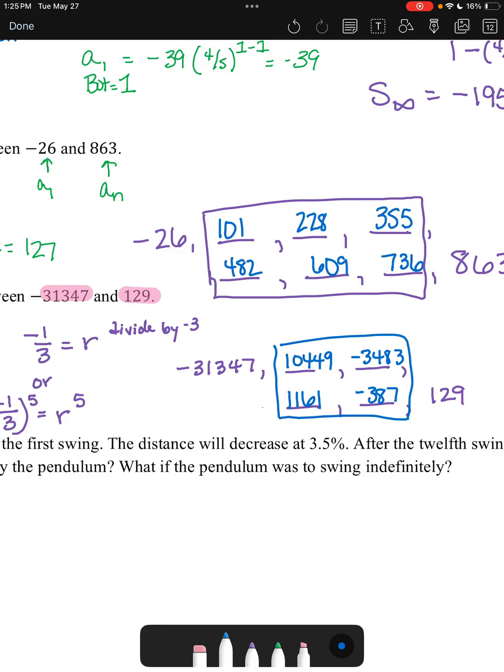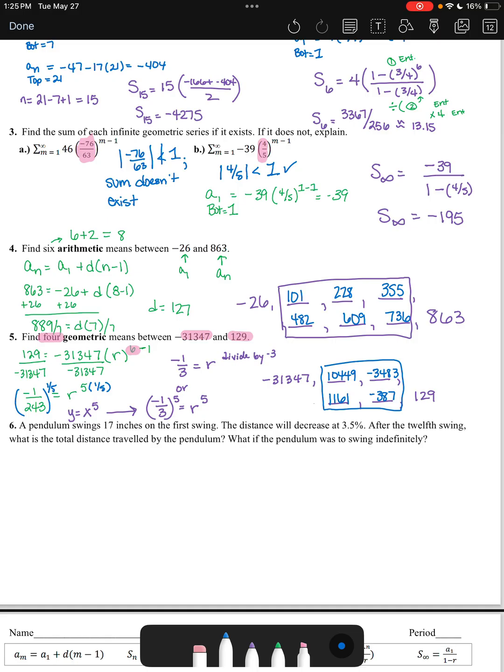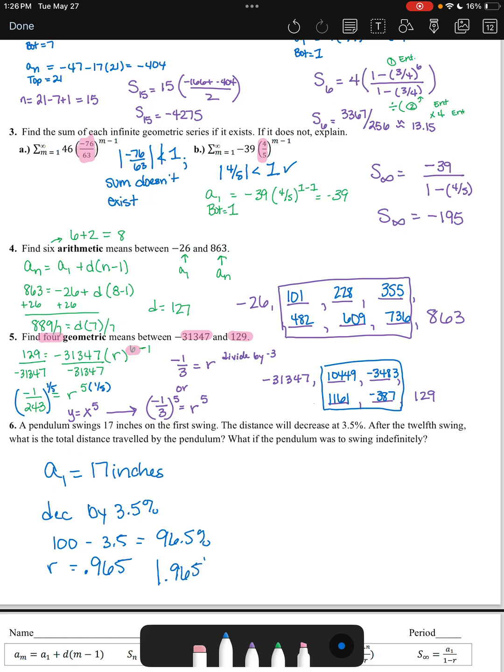All right. So last thing we have is we have a word problem with the pendulum swing 17 inches on the first swing. So that means a sub 1 equals 17 inches. The distance will decrease, so we're going to decrease by 3.5%. So I'm going to take 100 minus 3.5, and I'm going to get equal to 96.5%, which gives me 0.965 to equal my R, which 0.965 is less than 1.